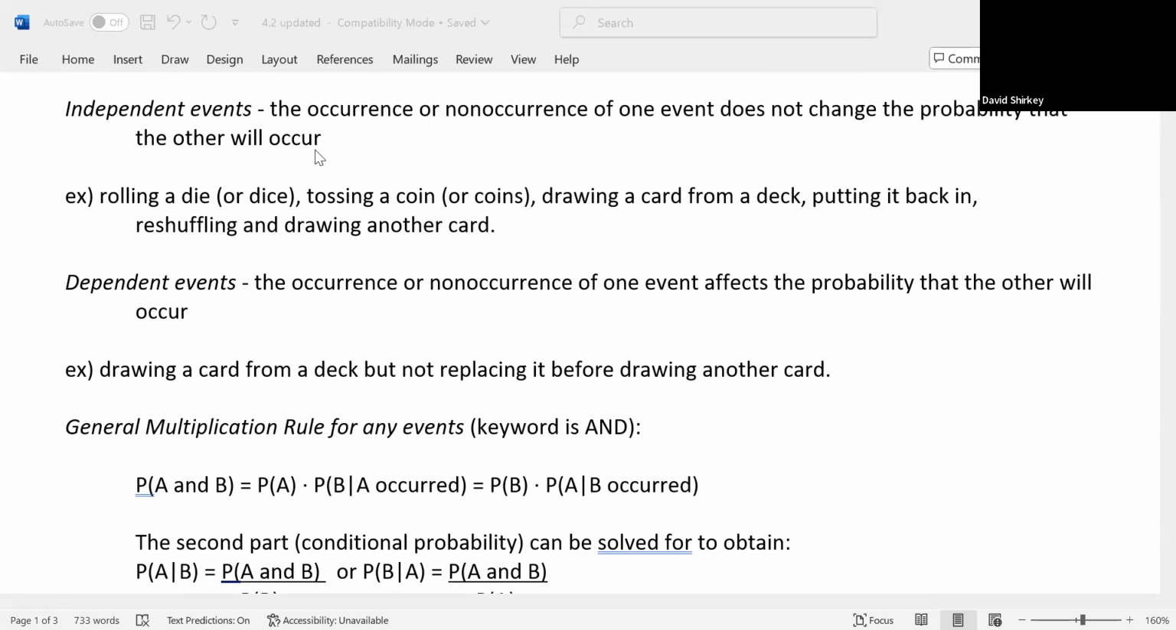the other will occur. For example, rolling a die or dice, tossing a coin or coins, drawing a card from a deck, putting it back in, reshuffling, and drawing another card. Independent events. Dependent events: the occurrence or non-occurrence of one event affects the probability that the other will occur. For example, drawing a card from a deck but not replacing it before drawing another card.